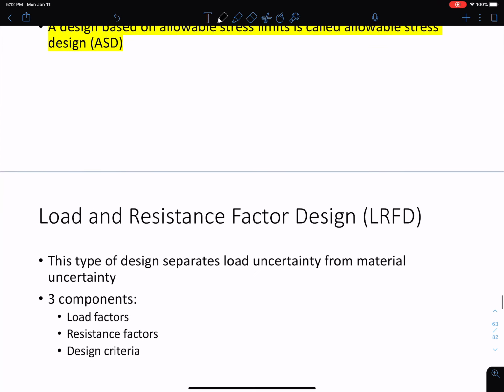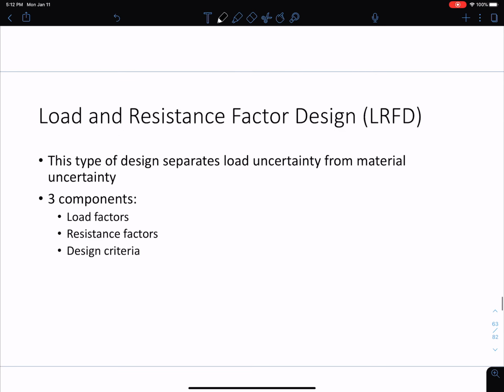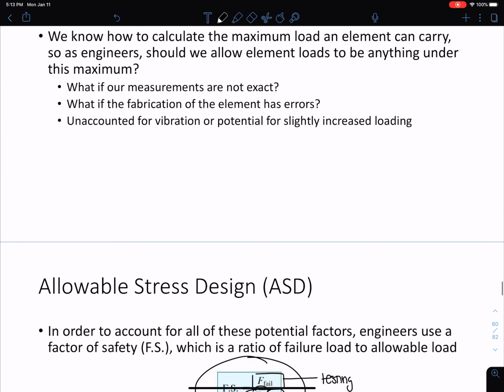Okay. Now, that's all ASD. The second type of design method that we use and that you'll see in the code is called LRFD, or load and resistance factor design. Okay. The big difference here is that LRFD separates or splits up the uncertainties. So let me explain what I mean by that by pulling back here for a second.